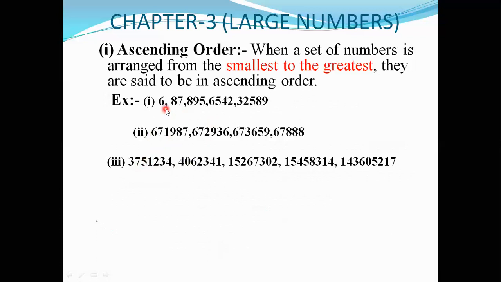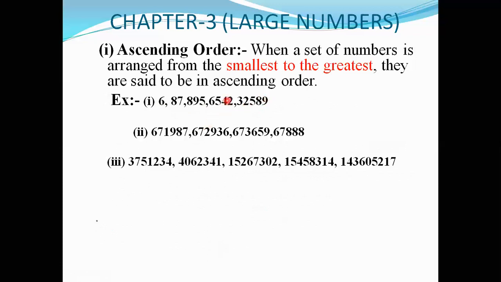Now, how can we compare? We can arrange these numbers from smallest to greatest. Firstly, we write the smallest number, and after that, 87 is greater than 6, and 895 is greater than 87, and 6542 is greater than 895, and 32,589 is greater than this number. In this way, we can write the numbers from smallest to greatest. 6 is the smallest, and this number is the greatest.